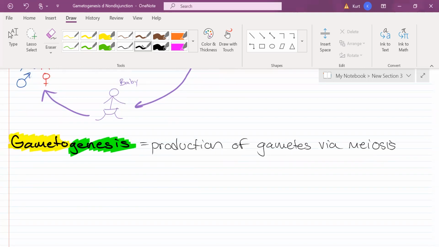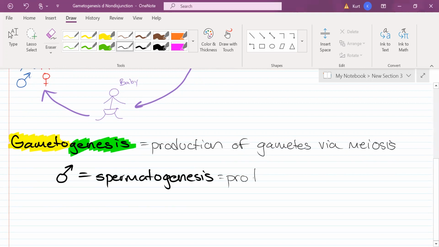Now there are two different types of gametogenesis. The first one, which you have with males, is spermatogenesis. Sperm means seed, so it's basically seed production. This is going to be production of gametes via meiosis in males.